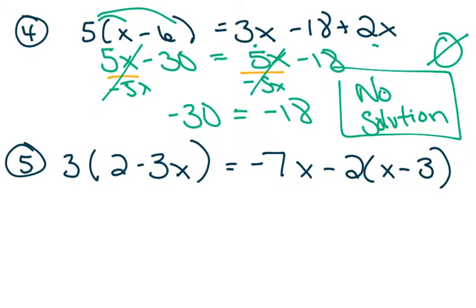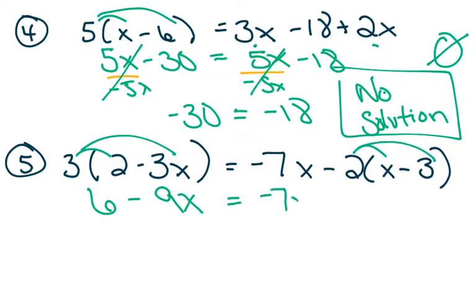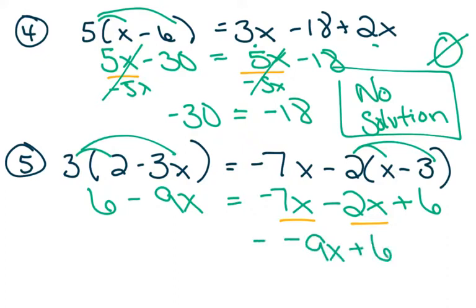All right, number 5, again, practicing my distributive. I get 6 minus 9x. Right side, I got some distribution going on. So I would have negative 2x, and then careful with your signs, we'd have plus 6. I'm going to combine these x's together. So that would give me, let's see, negative 7x minus a negative 9x plus 6. And over here I have 6 minus 9x.